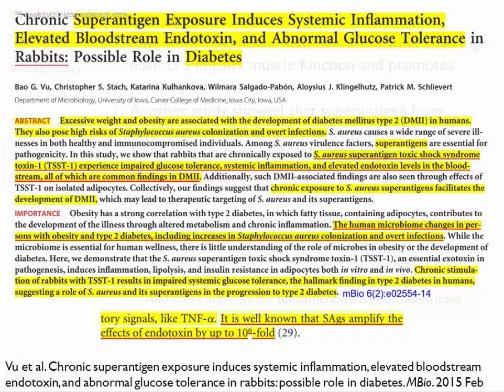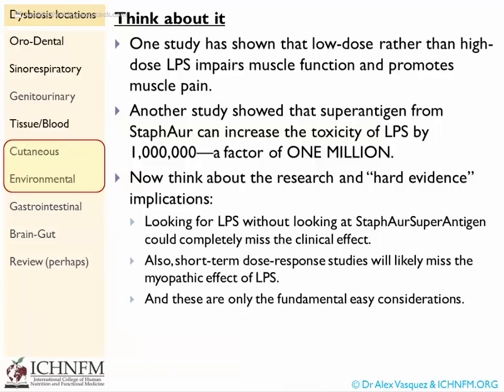So let's take a minute and think about that. One study has shown that low dose rather than high dose LPS impairs muscle function and promotes muscle pain. I think that's, of course, very relevant for our conversation on fibromyalgia. Another study showed that superantigen from Staphylococcus aureus can increase the toxicity or the inflammatory potential of endotoxin by 1 million times, a factor of 1 million.